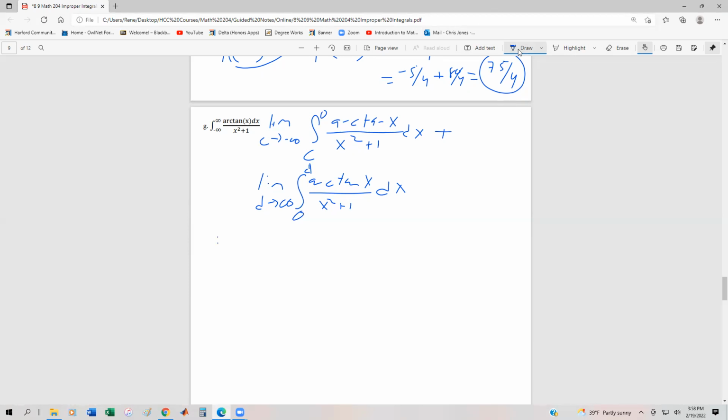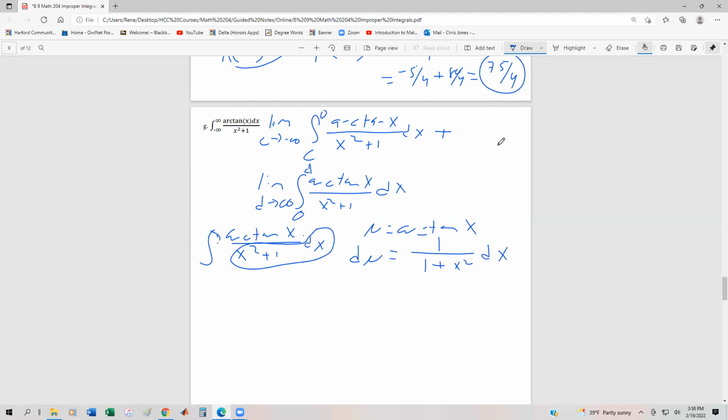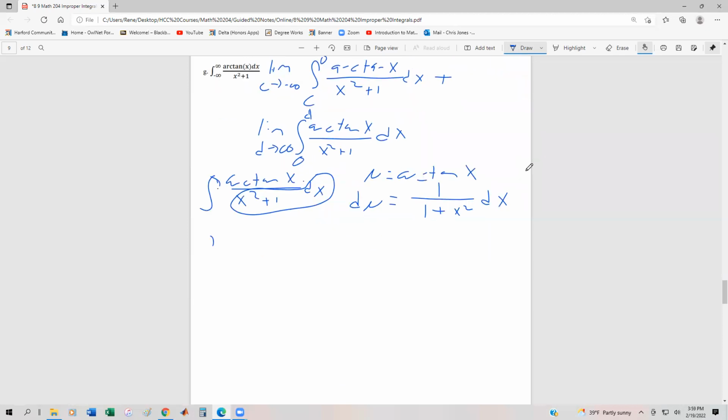I'm going to go ahead and evaluate arctan x divided by x squared plus 1 dx. To do that, I'm going to let u be equal to arctan of x, because the derivative of arctan is 1 over 1 plus x squared, which is precisely what we have here. So this turns into the integral of u du, which is u squared over 2, which is arctan x quantity squared over 2.